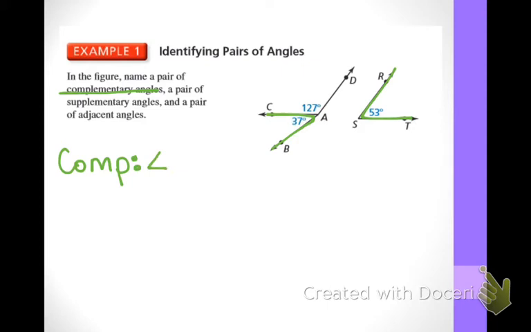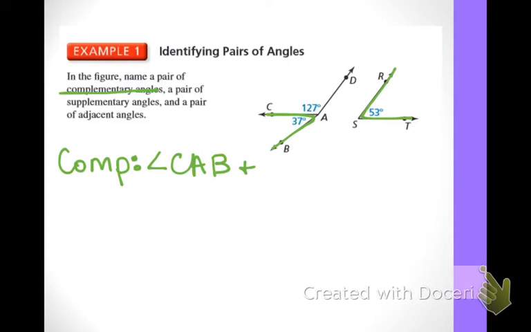I want to name this 37-degree angle. Can I name it angle A? No, why not? It's not the only angle at A. Okay, so I need to use 3 letters. Go ahead and pick one. I heard both of them. CAB, or you could say BAC. Same thing. CAB, BAC.